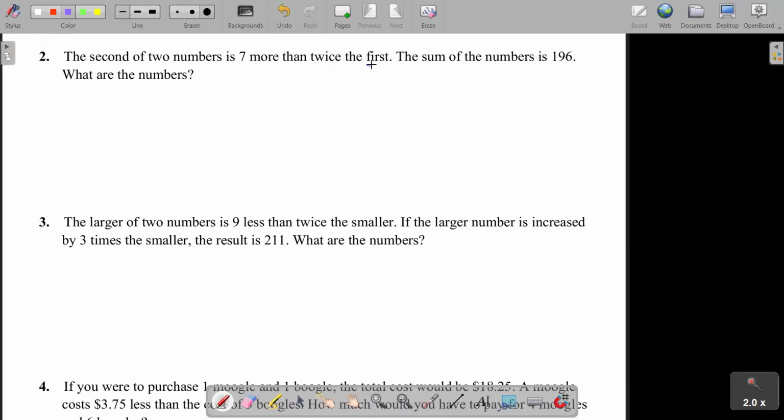So I want this one to be F because it's the first number, and I think we should call this one S because it's the second number. So let's go ahead and declare those. Let F equal the first number. And if you want to use the pound sign to replace the word number, that's fine. And then let S equal the second number.